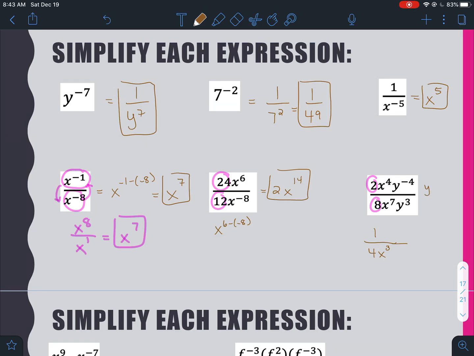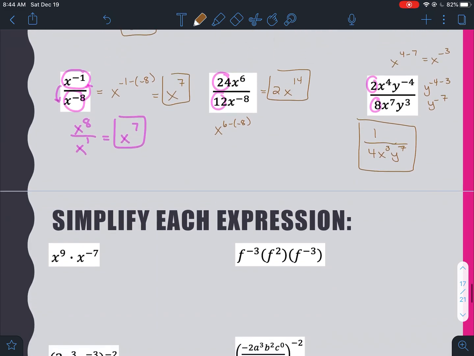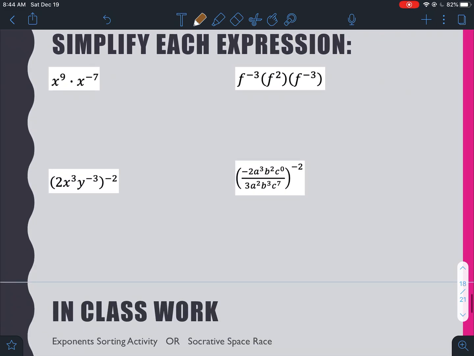And then y to the negative 4th over y to the 3rd. So y to the negative 4th minus 3. This would be y to the negative 7th, so I would have 7 y's in the denominator after I simplified. So that would be 1 over x to the 3rd, y to the 7th. And then we would have x to the 4th minus 7, so that would also be x to the negative 3. So notice, both x to the negative 3 and y to the negative 7th, if we used quotient rule to make those exponents positive, you'd move them down to the denominator.